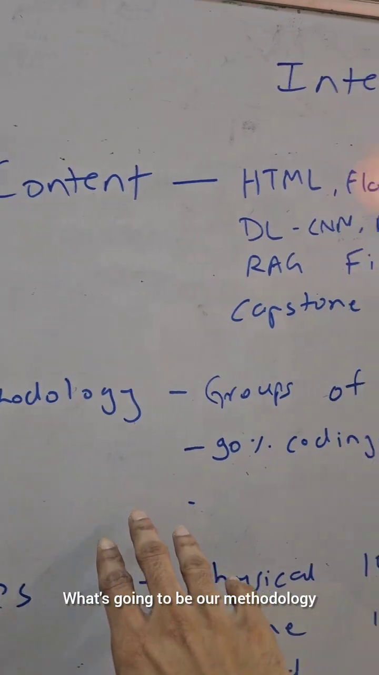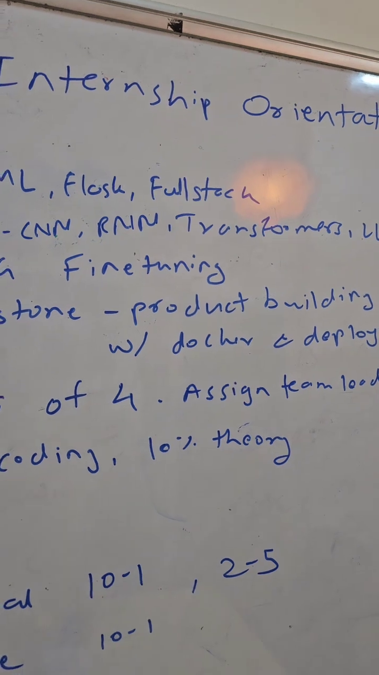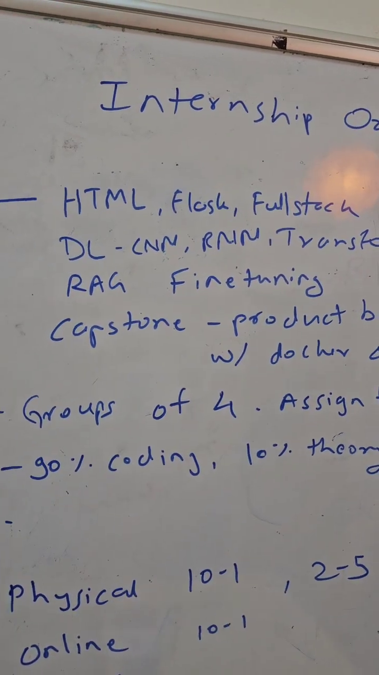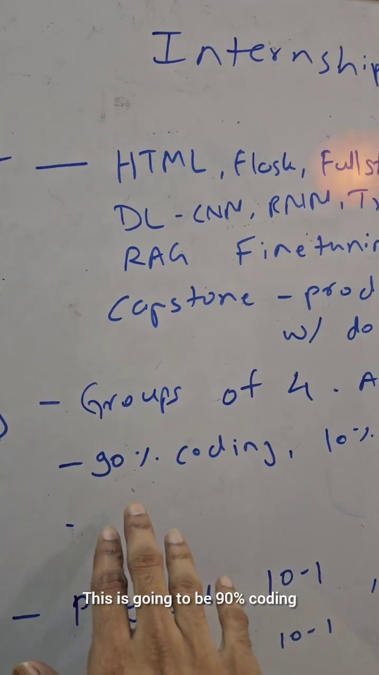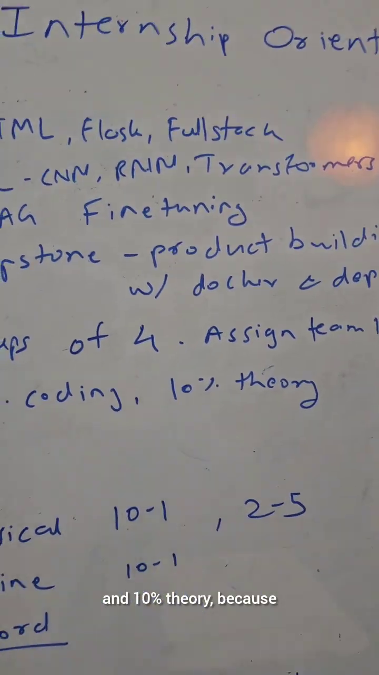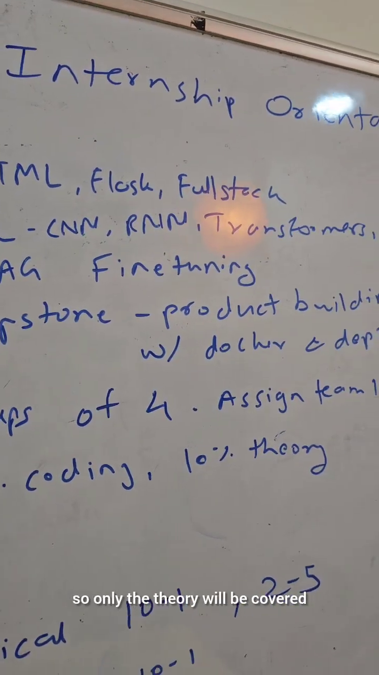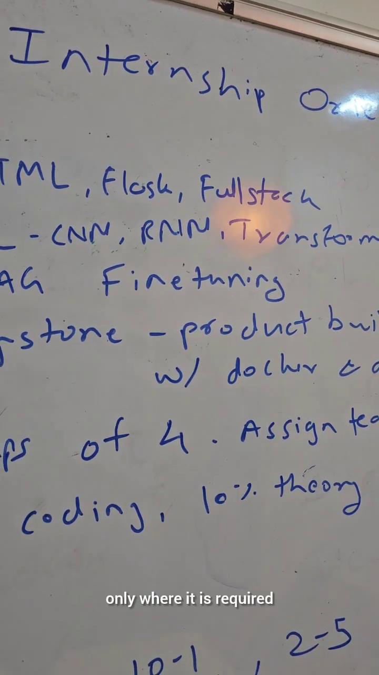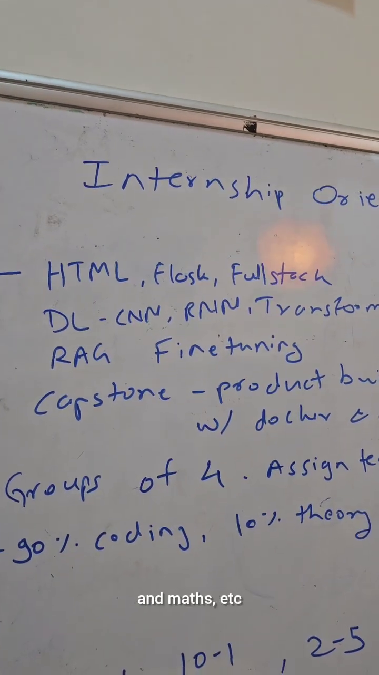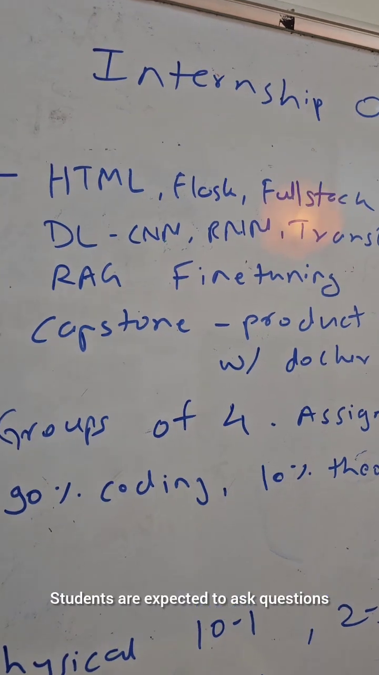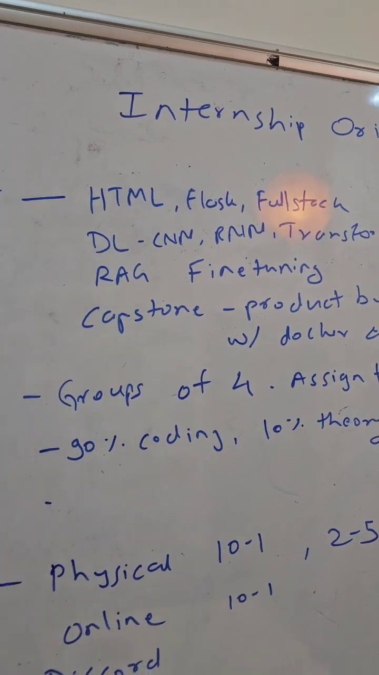What's going to be our methodology? So we'll be having groups of 4, and you have to assign your own team lead. If you don't have any group, then we can assign a group for you, but the first preference is your choice. This is going to be 90% coding and 10% theory because we want to actually build a product. We want to see how everything works. So theory will be covered only wherever it is required. Particularly in deep learning, there's a little bit more theory and maths, etc. Students are expected to ask questions as much as possible.